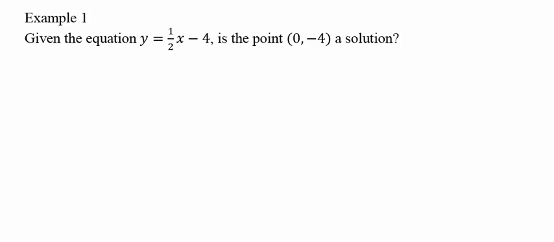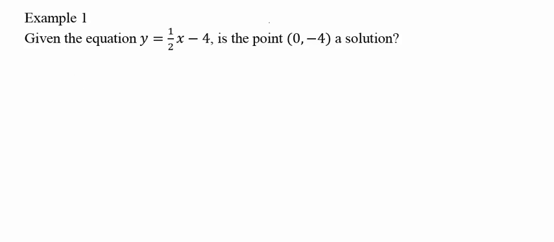The first question here that we're going to look at is, given the equation y equals 1/2 x minus 4, is the point 0, negative 4 a solution? This question is asking us to figure out, does the point 0, negative 4 satisfy this equation? Does it make this equation true? If it makes the equation true, it means that this ordered pair lies on that line. It means that line goes through this ordered pair.